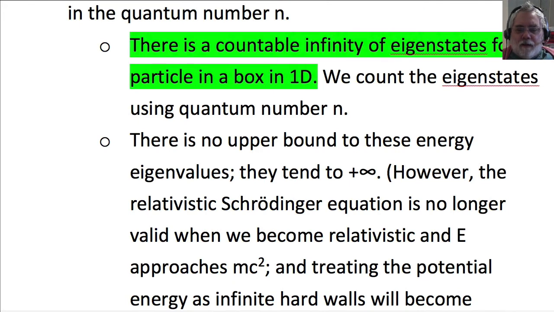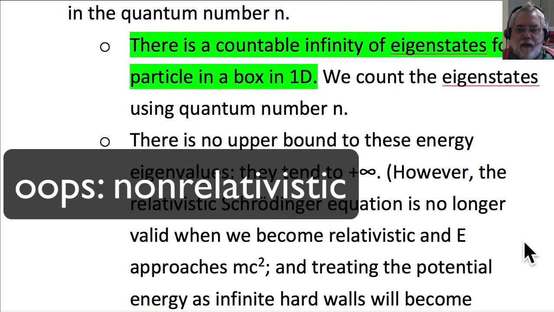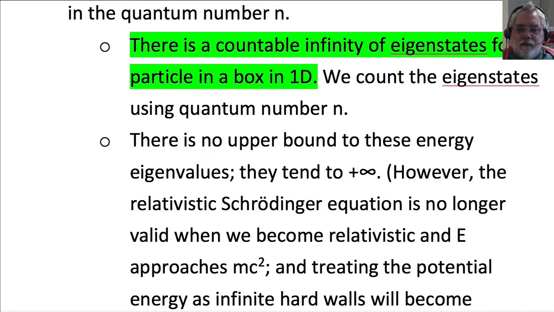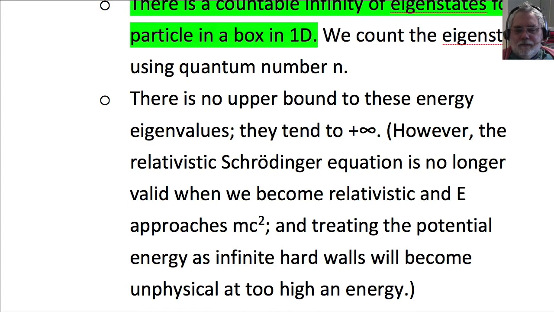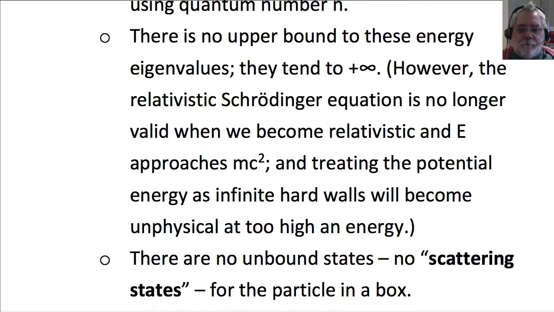However, this particle in a box is an idealized problem. The relativistic Schrodinger equation is no longer valid when we become relativistic and the energy approaches mc squared. And treating the potential energy as infinite hard walls will become unphysical, unrealistic at too high a particle energy. So it's a simple mathematical problem, but we have to be aware that there are limits in terms of where we can apply it. Now, there are no unbound states, also called scattering states, for the particle in a box. As high as we make the energy, it is still bound in the box until we no longer can use the Schrodinger equation.